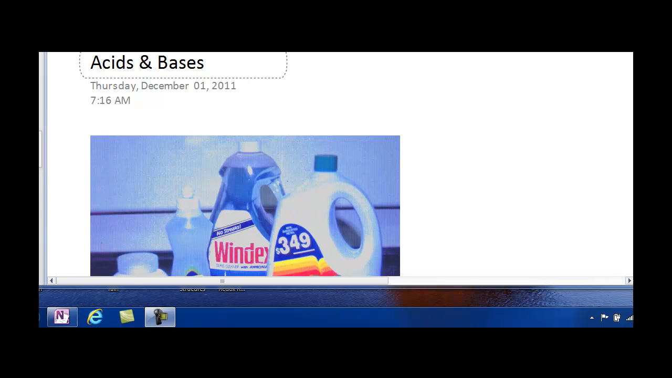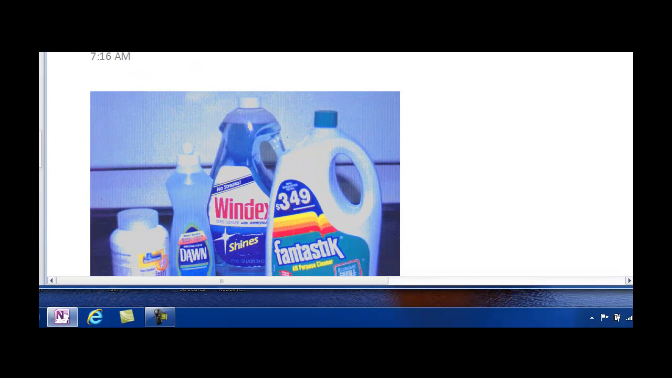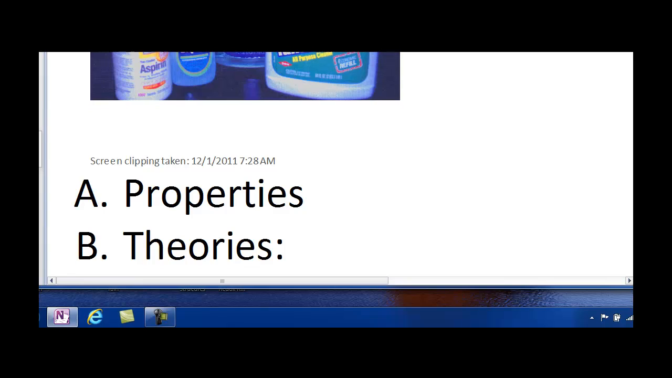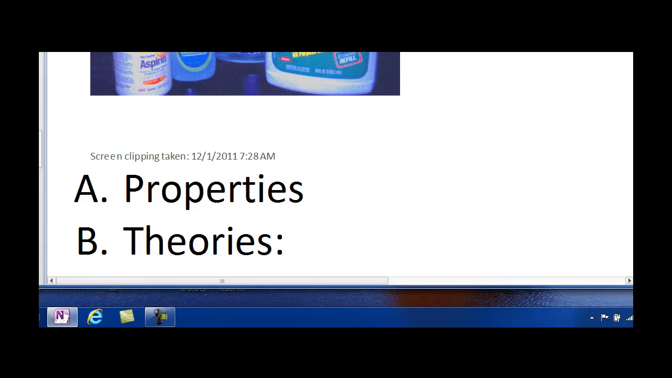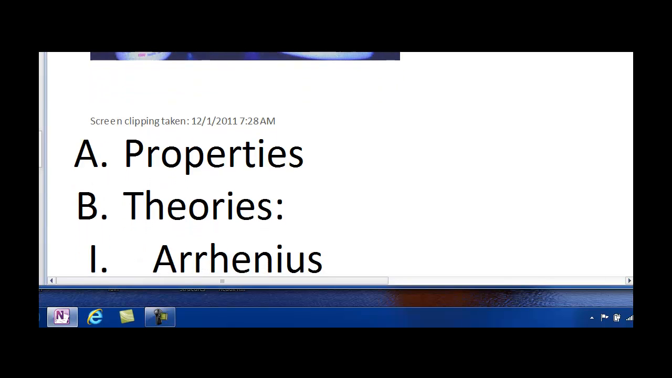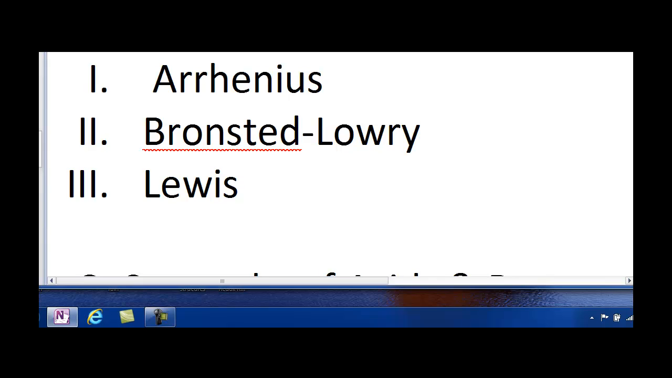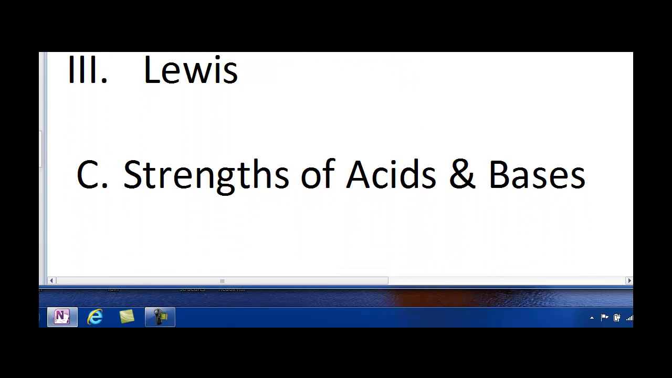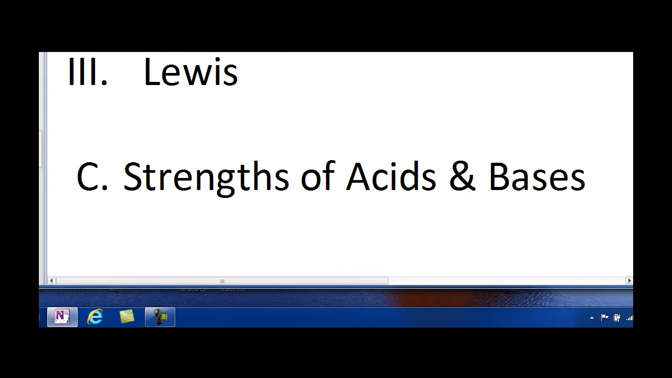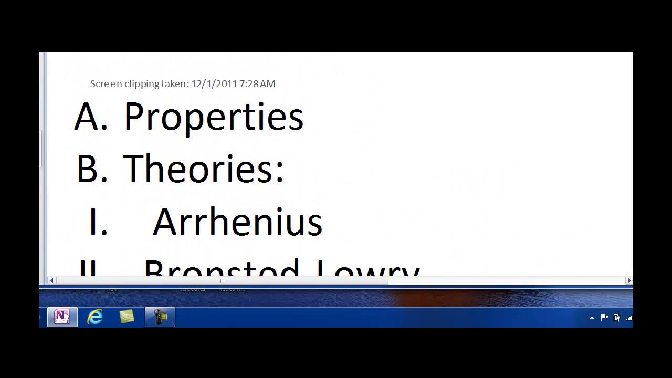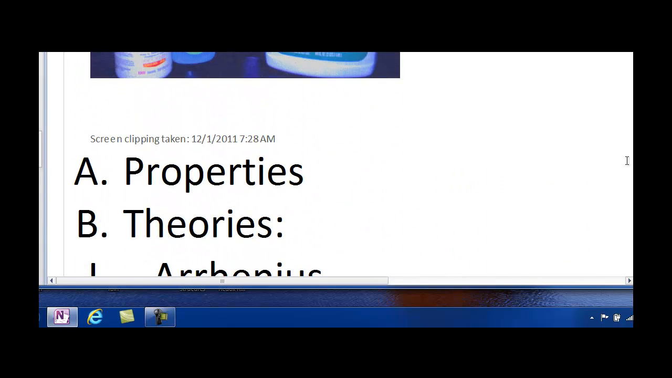Who can tell me what are some of the properties of acids and bases? We will be discussing properties first. We will be discussing the theories of acids and bases. We'll look at Arrhenius, Brønsted-Lowry theory, and Lewis theory. And we'll look at strength of acids and bases as well. Who can tell me some of the properties for acids and bases?